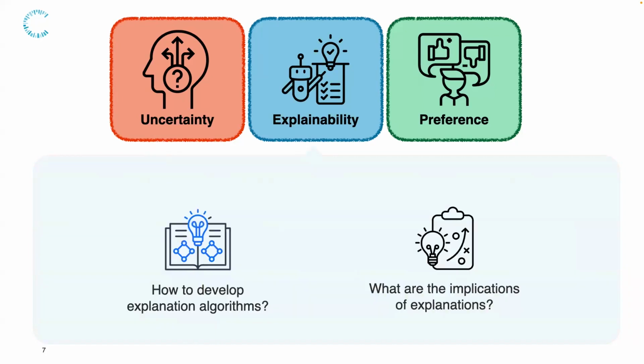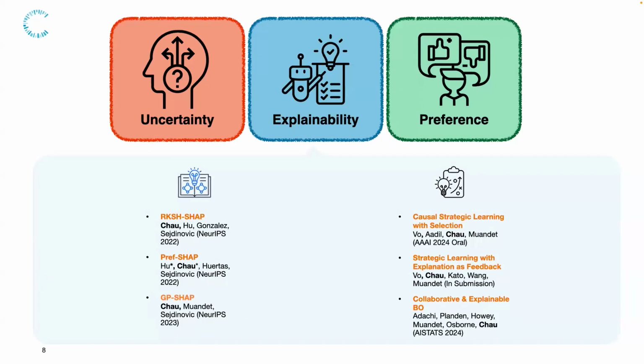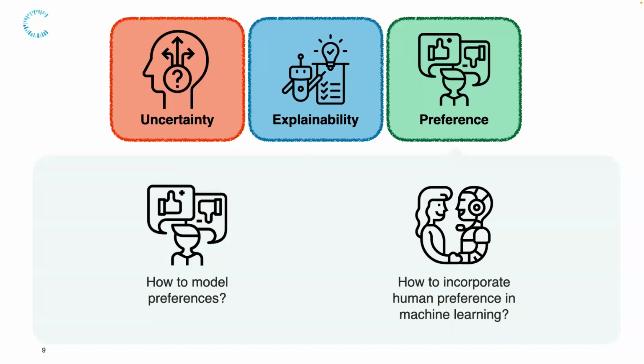For my second research pillar, I'm curious about how to develop explainable algorithms, or explanation methods for non-explainable algorithms. And not only about explanation, but when we have explanations, what implications do these explanations have for the learning pipeline? These are some of my work. My third research pillar is about modeling human preferences and how to incorporate human preferences in machine learning.